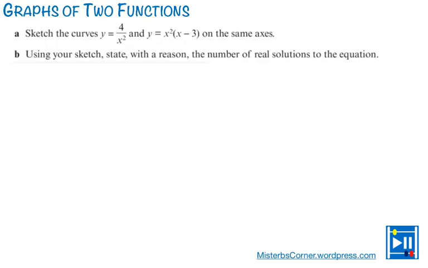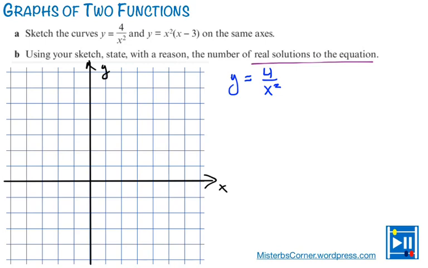Part A says sketch the curves. There's a reciprocal and the cubic. And then using your sketch, state with a reason the number of real solutions to the equation. This is a type of question we will see mostly, but in case they ask the coordinates, that's what we're going to do in the previous example, right? So let's start sketching. So y equals 4 over x squared will look like this, right? This part is fine, but it's not going to be here because it's x squared. It's going to be here, right?